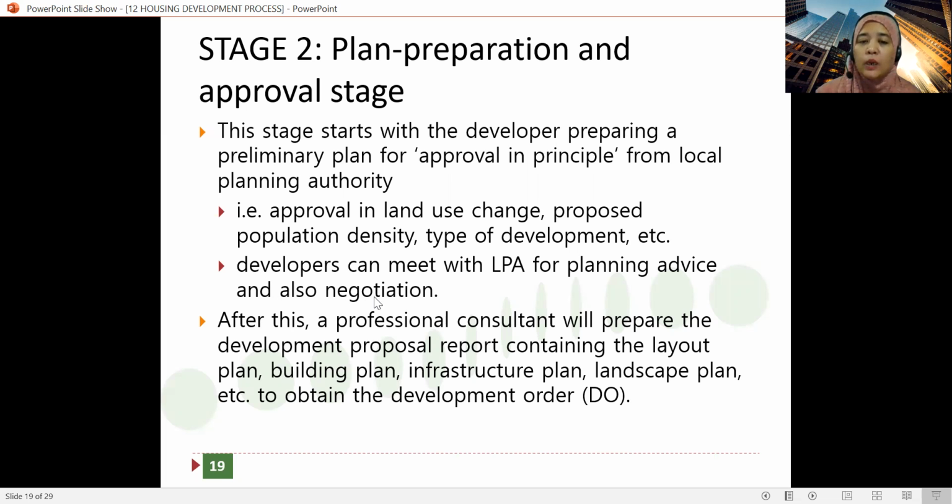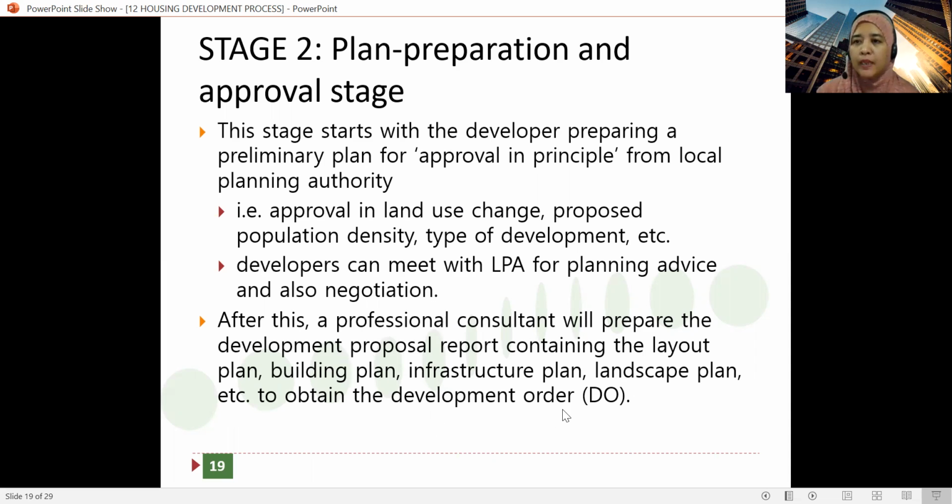So after obtaining the approval in principle, sudah habis negotiate, sudah dapat kelulusan dasar, next step will be to get the full permission, which is the planning permission. So after getting the approval in principle, a professional consultant will prepare the development proposal report, the LCP, containing the layout plan, building plan, infra plan, landscape plan, etc. Semuanya, semua plans to obtain the development order.